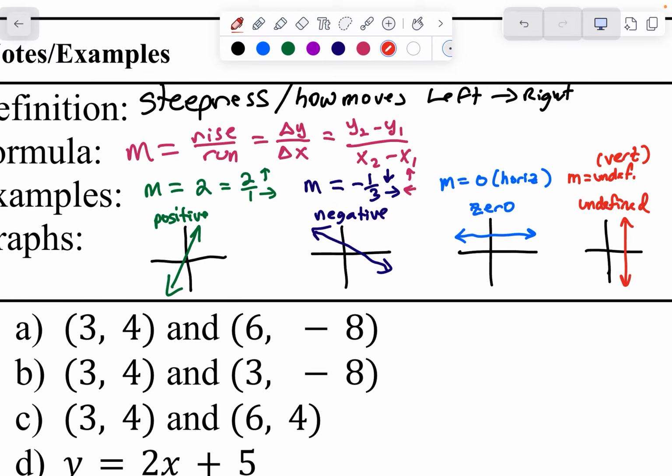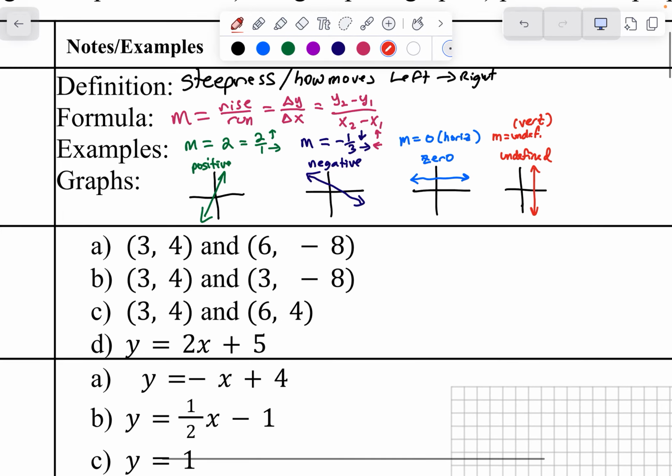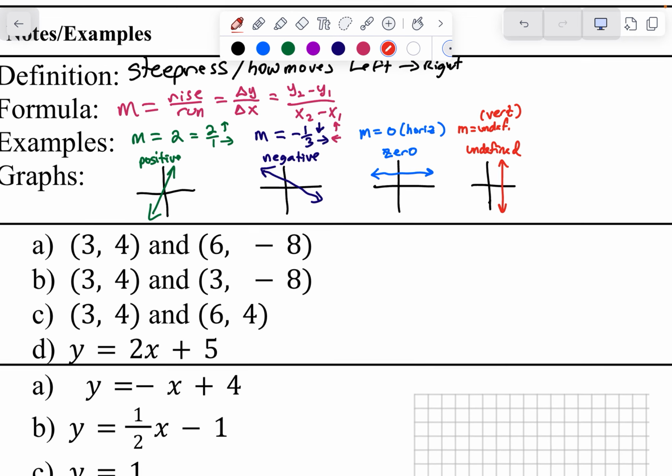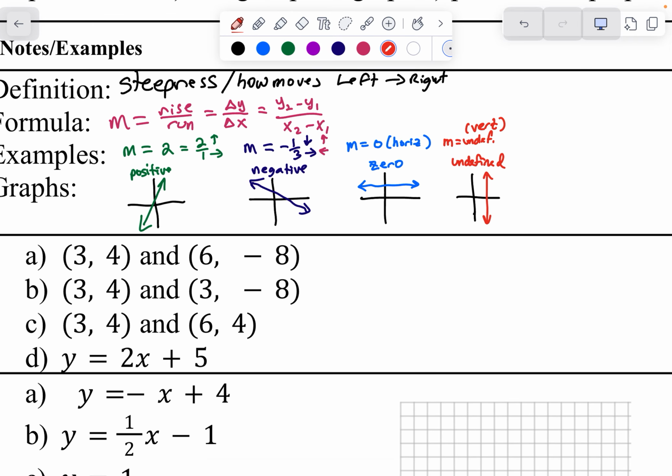So let's practice using the formula. In this first example, it says to find the slope. We're going to use the formula for A, B, and C, and then we're going to also use the slope-intercept form for D. Okay, so let's use the formula. Let me write down the formula for us. The slope would be y2 minus y1 over x2 minus x1.